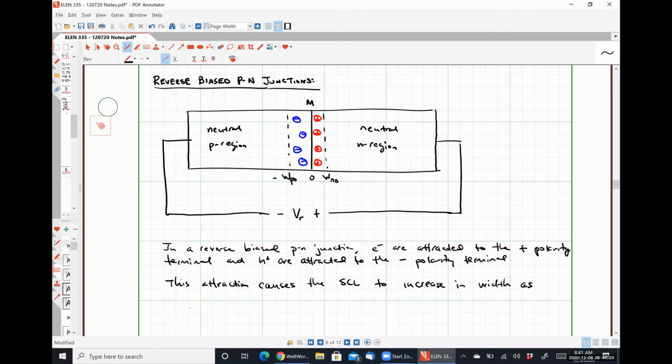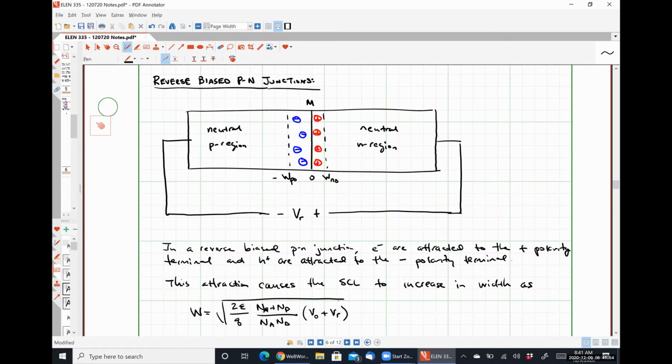as W is equal to the square root of twice epsilon over Q, times NA plus ND over NA times ND, times V naught plus VR, where VR is the reverse bias voltage. Okay.